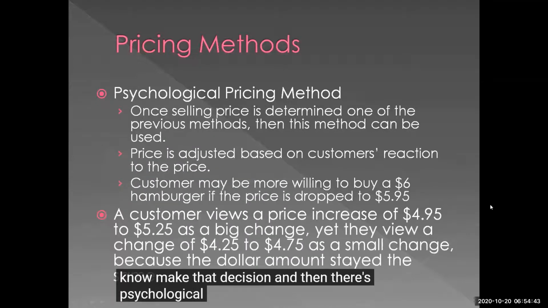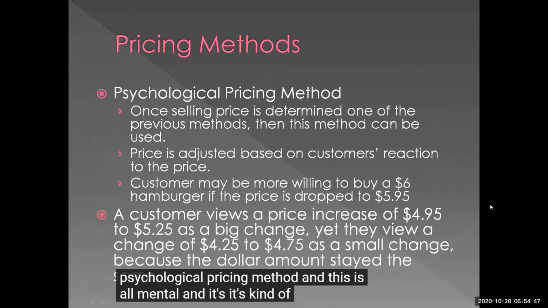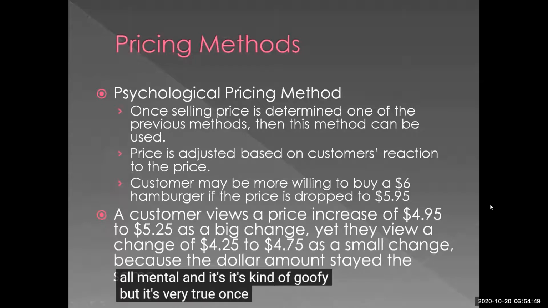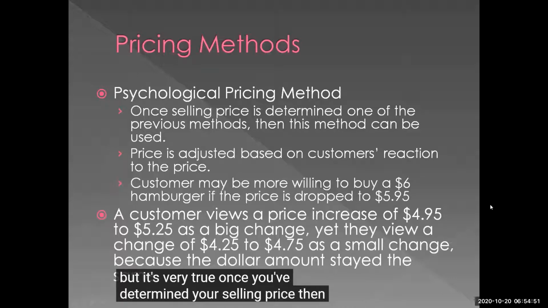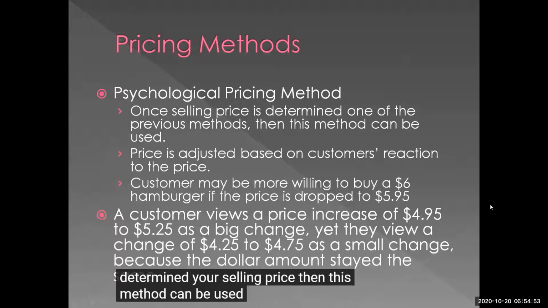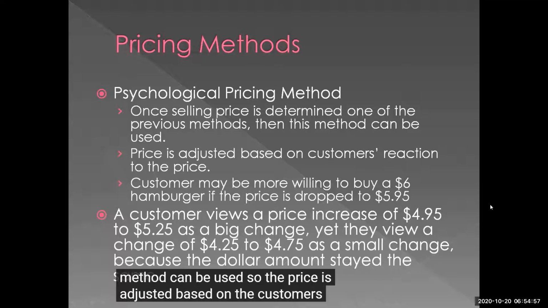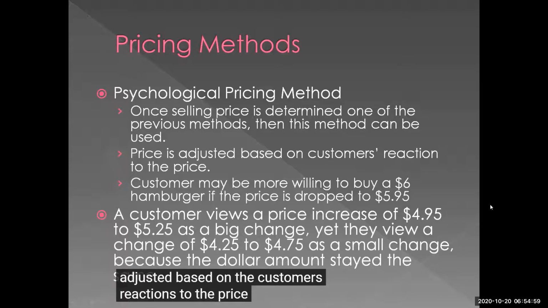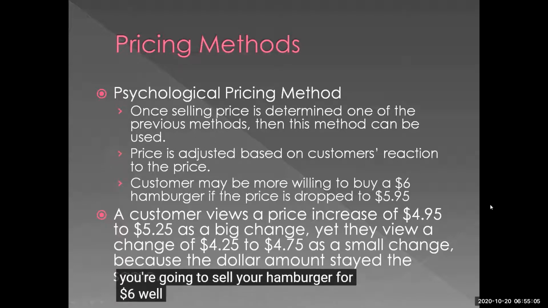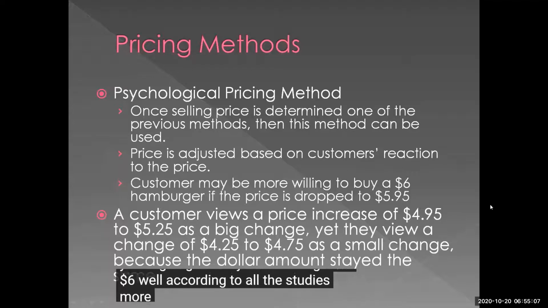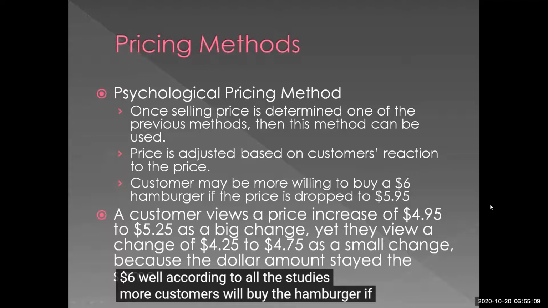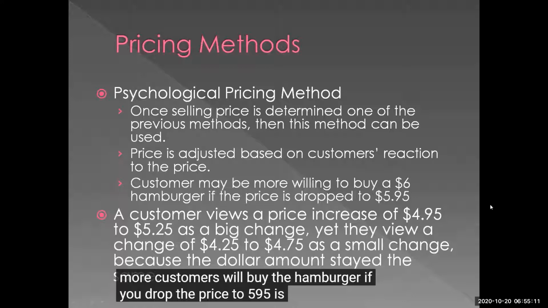And then there's the psychological pricing method, and this is all mental. It's kind of goofy, but it's very true. Once you've determined your selling price, then this method can be used. So the price is adjusted based on the customer's reactions to the price. So let's say you're going to sell your hamburger for $6. Well, according to all the studies, more customers will buy the hamburger if you drop the price to $5.95.